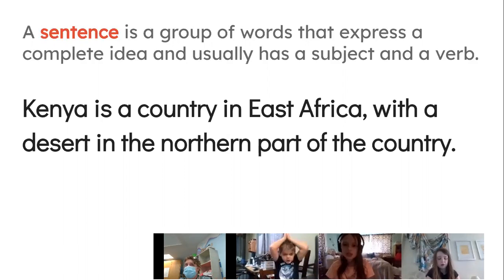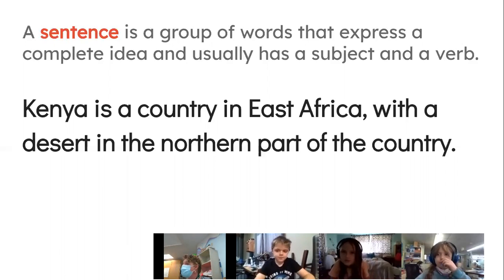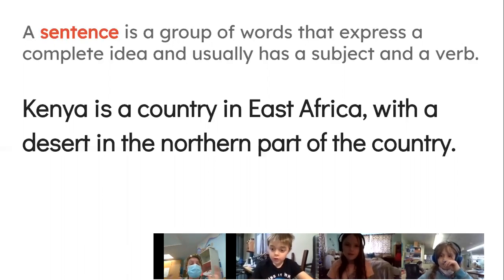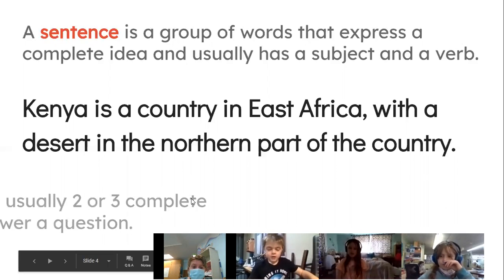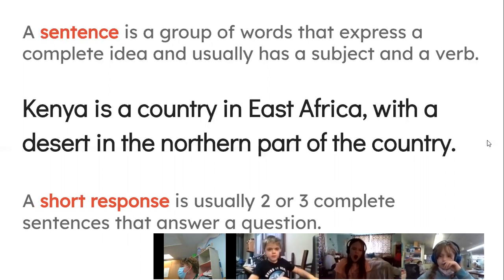Where? Kenya. So in fact, if we look at that, Kenya is our what? What is it, a subject or predicate? Oh, Kenya, subject. Is a country in East Africa with a desert in the northern part of the country is our predicate. Is our predicate really long? Yes. But our main idea, our main part of our sentence, our subject is that it's all about Kenya. So there's our sentence.